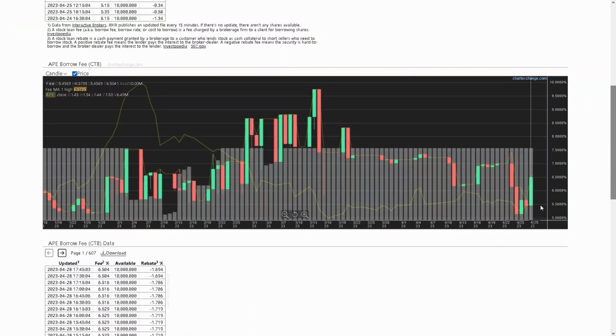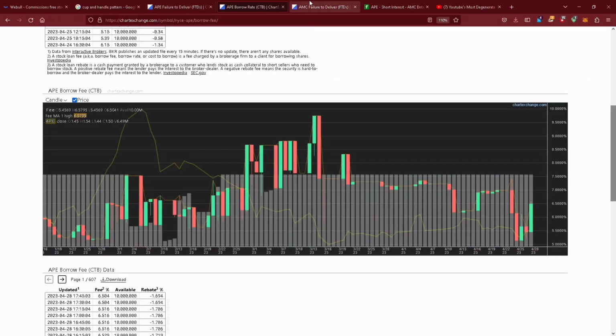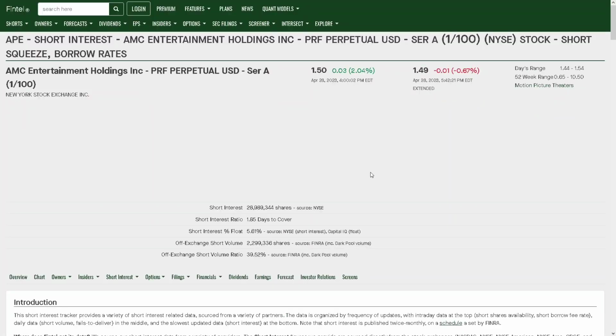Cost to borrow for APE is a little bit rising right now. As you guys can see, it was at 5%, but it did go up today, up to 6.5%. So we are seeing it with a decent cost to borrow, but nowhere near like AMC. Failure to delivers are higher for APE, and short interest is lower for APE, but I did see it on Yahoo's most shorted stock list. So there might be hidden short interest behind closed doors that we can't necessarily see or that's reported.